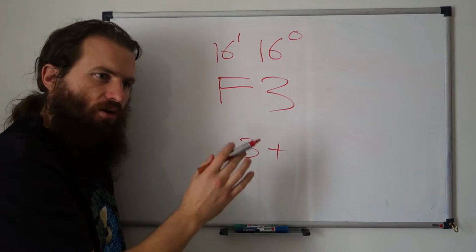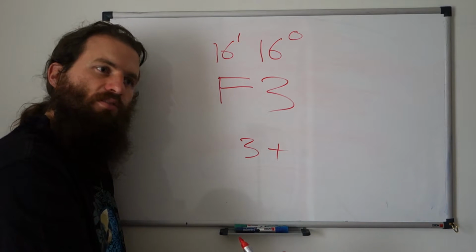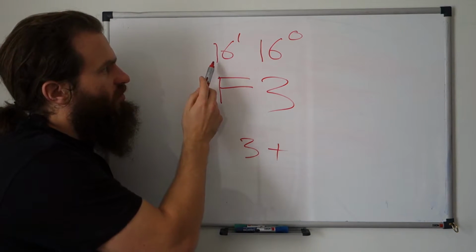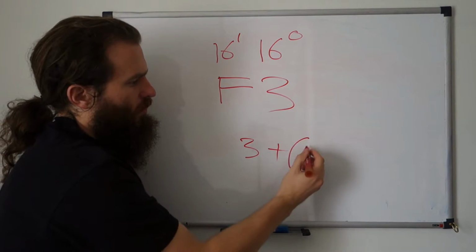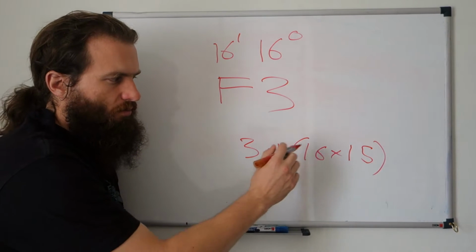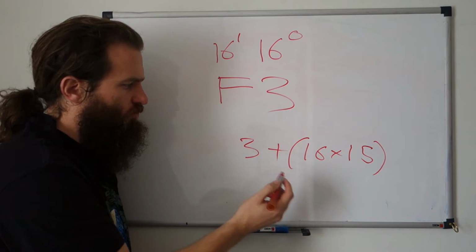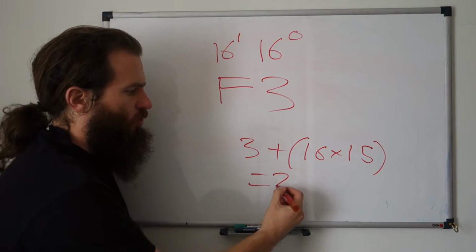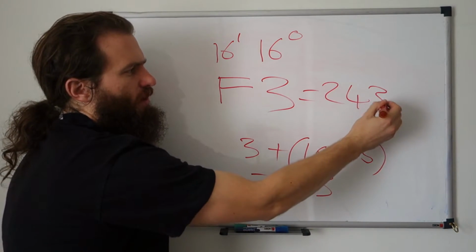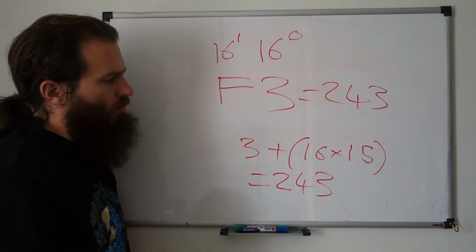Now F was the 15th digit in our number system. So starting from 0, going through, A was 10, B was 11, C was 12, D was 13, E was 14, F was 15. So we've got 16 to the power 1, which is 16, times F, which is 15. So 16 times 15 is 240. So 3 plus 240 is 243. So F3 equals 243 in decimal. So that's how we would examine a hexadecimal number.